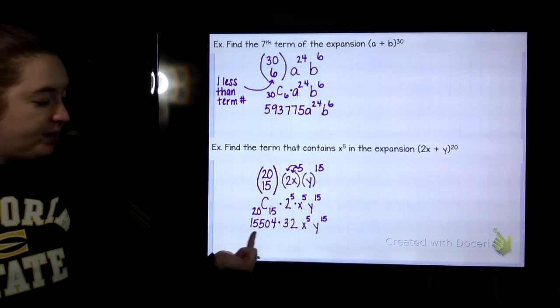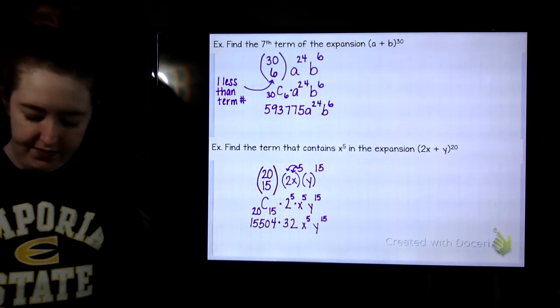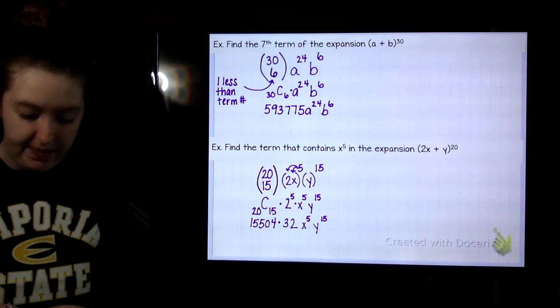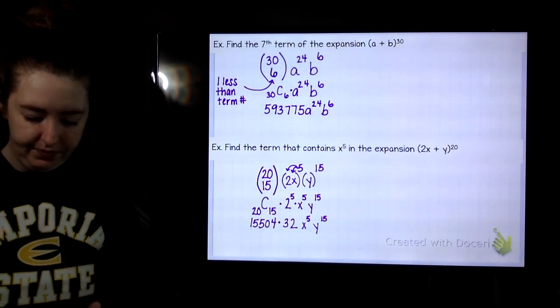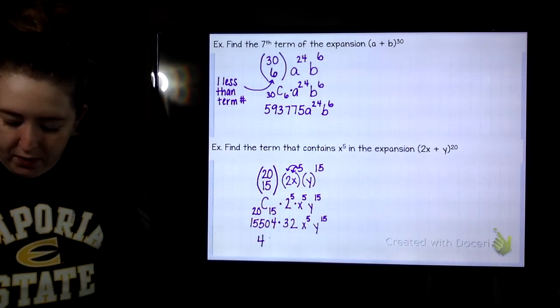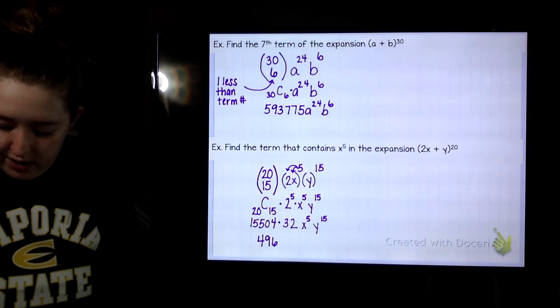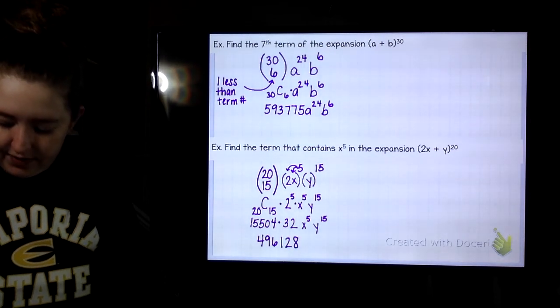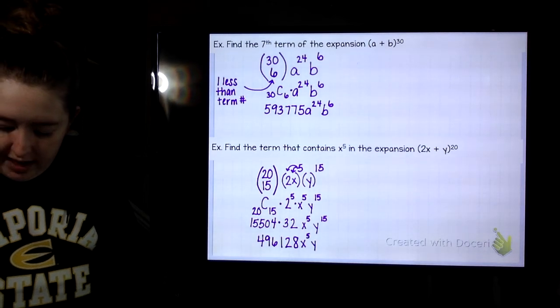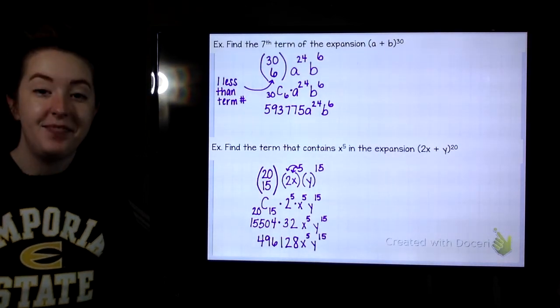Now we'll go ahead and multiply those two values together. 15,504 times 32. So we'll end up with 469,128 x to the 5th, y to the 15th.